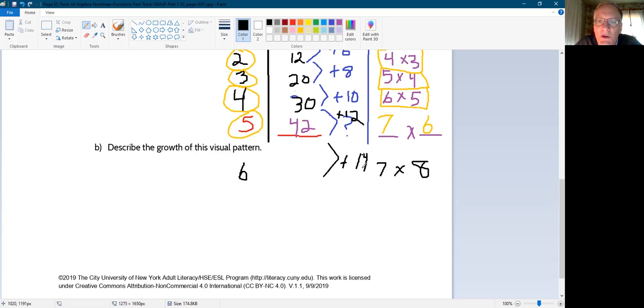So what's 42 plus 14? Let's see, we're going to carry that. 56, right? Isn't that slick? So both ways work, but I like the pattern way better myself. It's a little bit more fun.